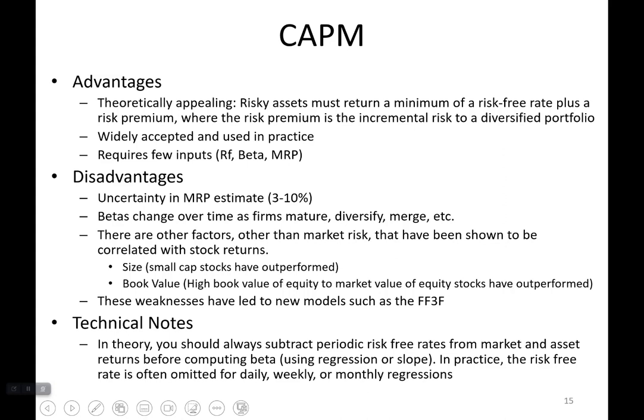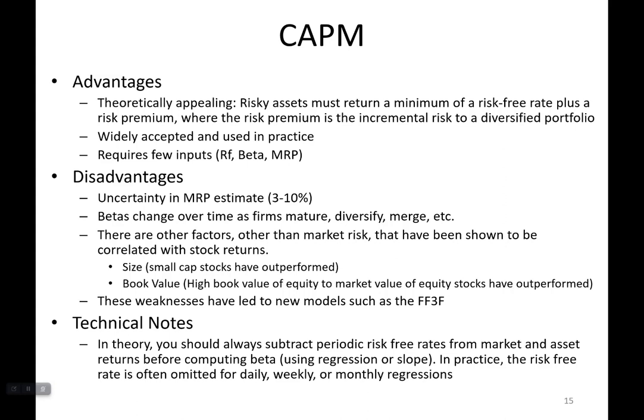The advantages of CAPM is it's very theoretically appealing, meaning that how could you argue that the average investor isn't fully diversified into a market portfolio? Why would anyone be dumb enough to hold one stock? And why would anyone not think that every risky asset has to get at least the risk-free rate of return plus a compensation for risk?